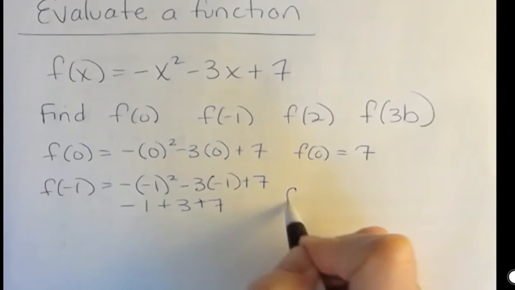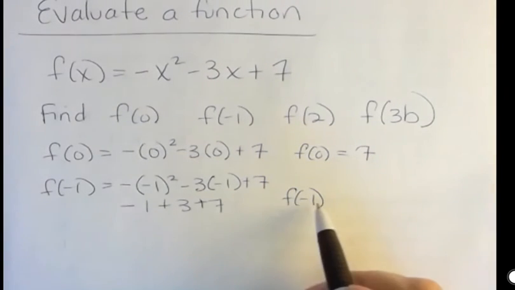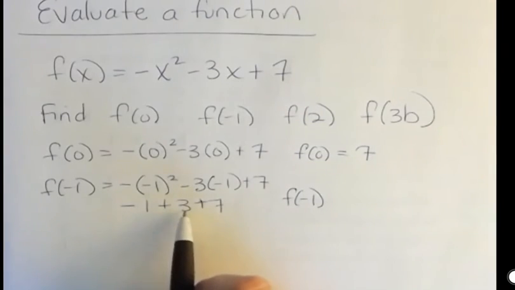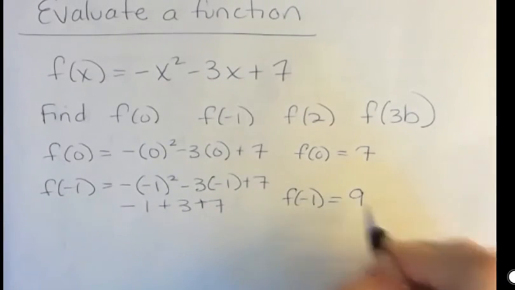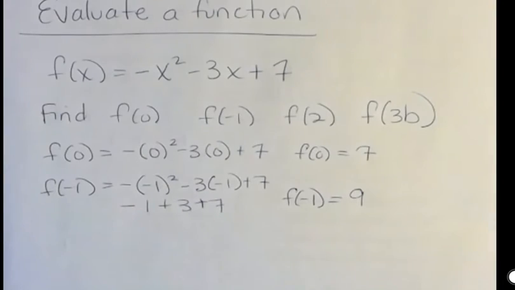So I can see that f of -1, that is when I replace all the x's with -1, I get 2, 7 is 9. -1 plus 3 is 2 plus 7.